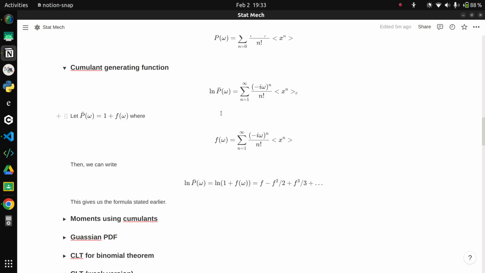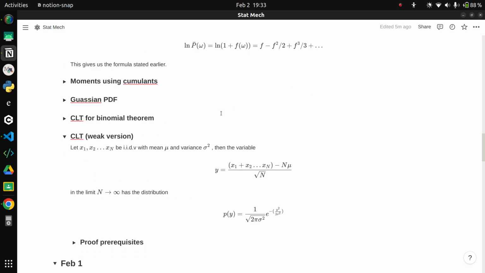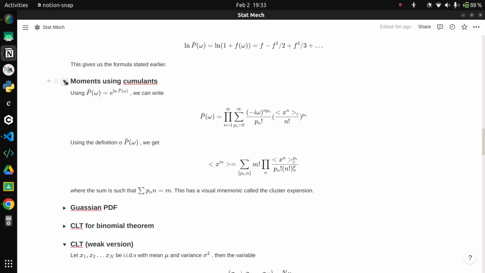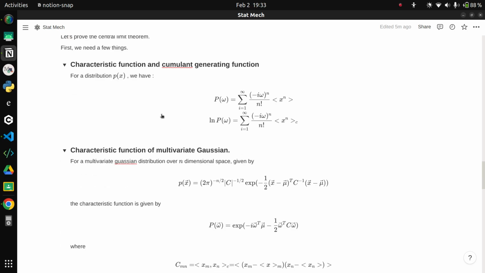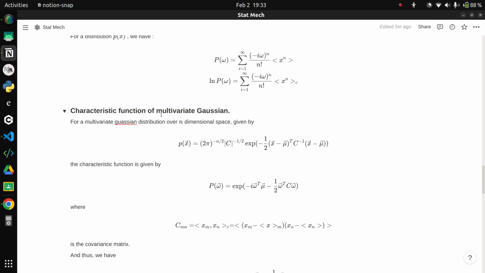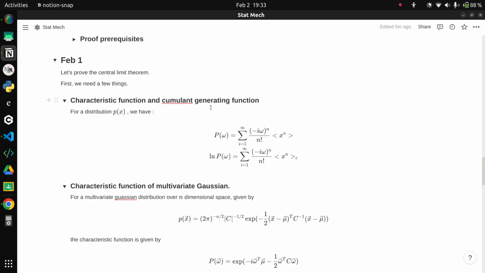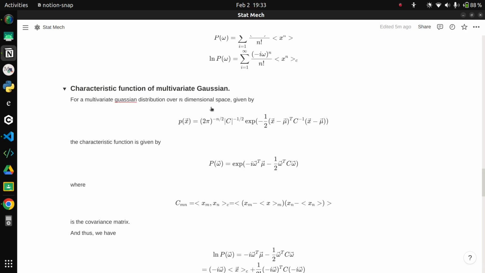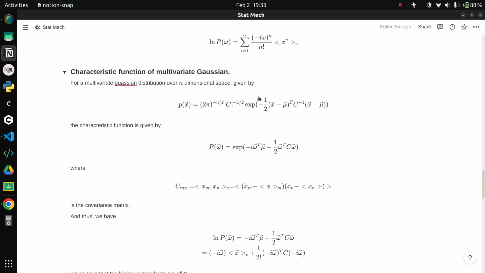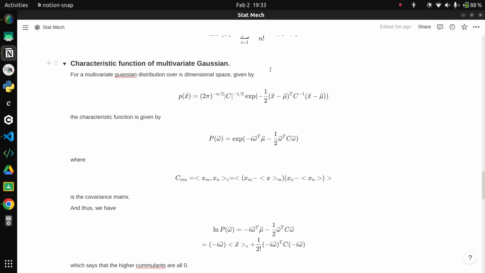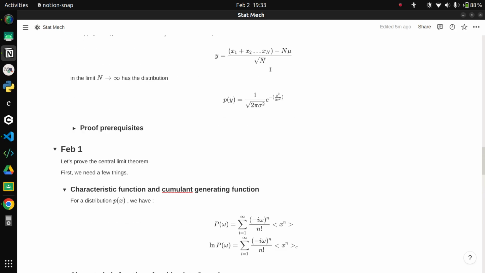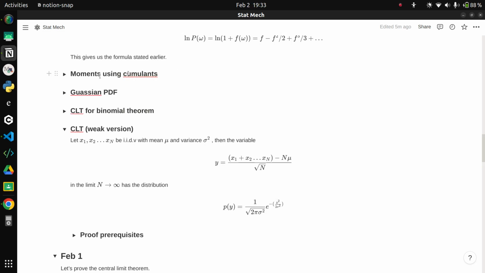All right, cool. So this is sort of the inverse of that, moments using cumulants, but let's not go into all of that. Let's go back to our proof. Now you understand the characteristic function, the cumulant generating function, and what cumulants are, so we can finally get into this. First you need to know the multivariate Gaussian, obviously. So first we'll go for the multivariate Gaussian, P of x vector.